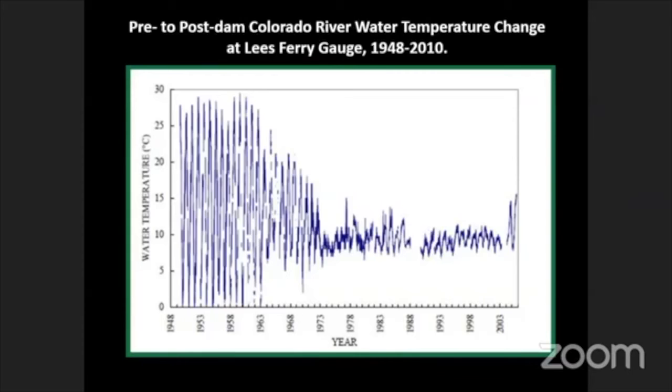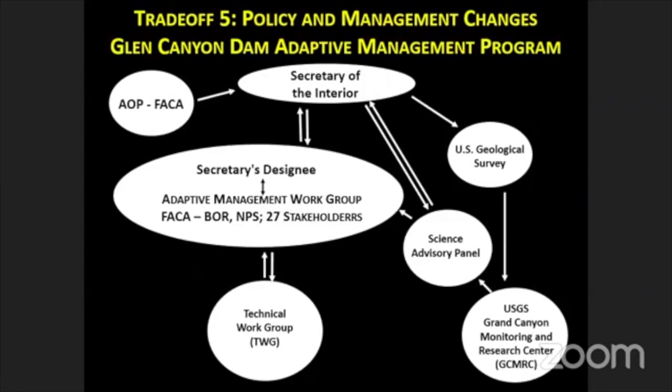The last trade-off that I want to talk to you about is policy and management. Well, in pre-dam time, of course, there wasn't much management. There was a lot of groaning and complaints about these unpredictable floods moving through and wreaking havoc on the agricultural lands that were being established in the lower Colorado River Basin. But since the time of the dam, much policy and management has taken place, and a lot of it's changed within the last 30 years.